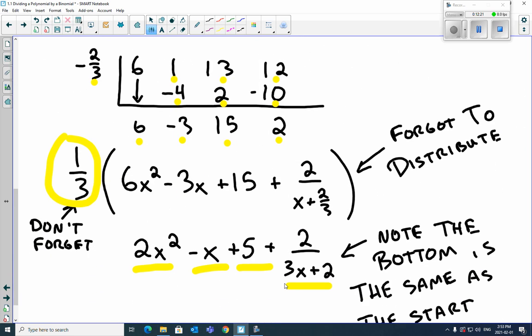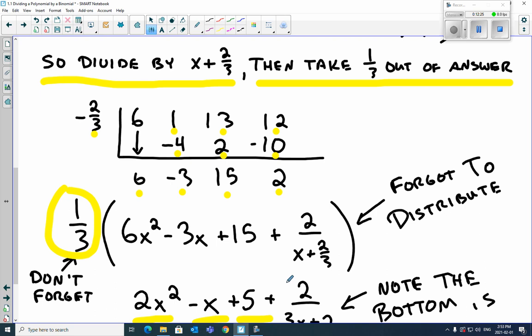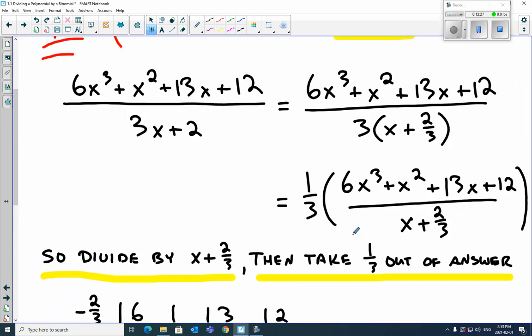So it looks complicated, but you just have to remember to pull out the factor to make it just x by itself. And again, if you're struggling with this, just go back and watch the video again. Like you can slow it down and stop it and do that. And if not, you can just ask me questions. Okay, so that was 1.1, dividing a polynomial by a binomial.